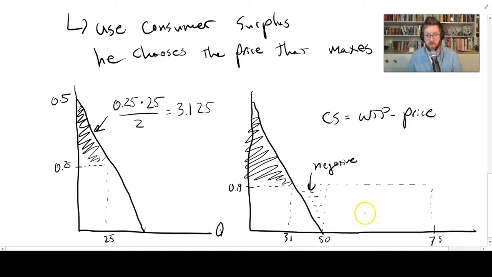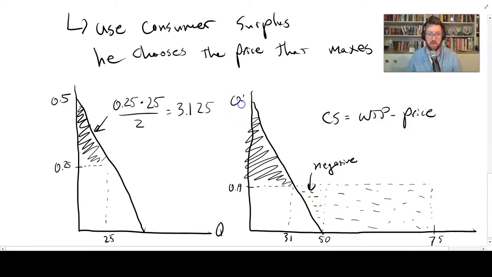Also, the area from 50 to 75, so this is very badly drawn, not to scale, is also negative because his willingness to pay above 50 is 0. He doesn't want the photos, he's just going to throw them away. So all this area is also negative. And so his total consumer surplus is this positive area plus this negative area. So let's figure out what that is.